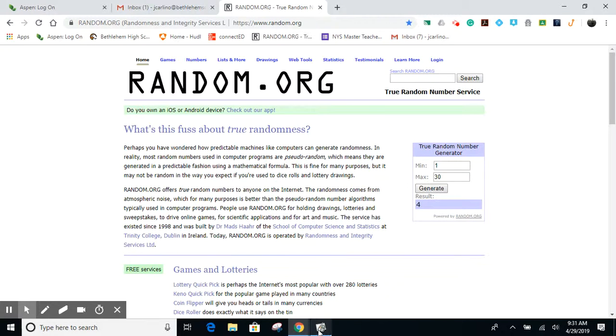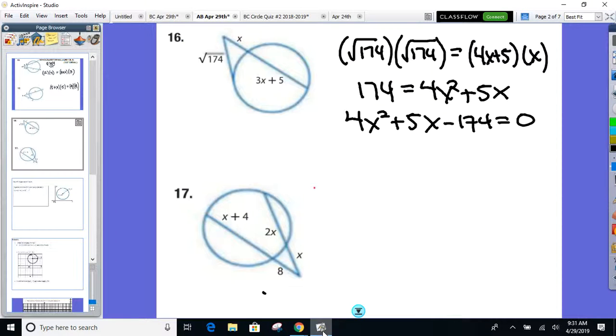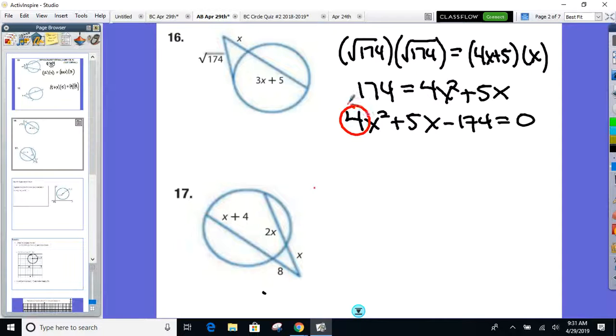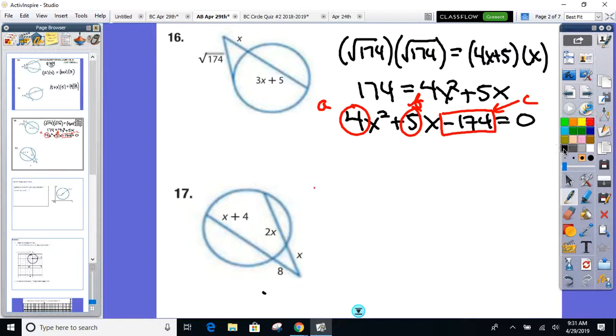Here we go. What's my a value up here? 4. I don't put any variables in the 4. What's my b value? 5. And what's my c value? 174. Sign goes with it. There's my c value. That gets all plugged into the quadratic formula. I'm not going to go through all of this.